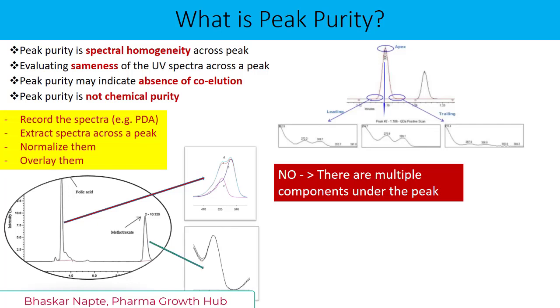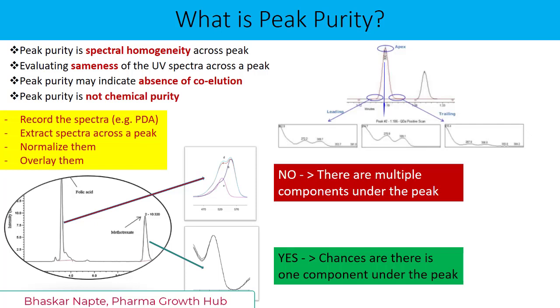Let us look at the second peak. What do you think about the second peak? Is it homogeneous or not homogeneous? It looks to be very homogeneous, and that indicates that the chances are there is no component other than methotrexate, right? So that is the only component likely to be present in the second peak because the peak is homogeneous. So with the help of the spectra across the peak, we can determine whether there is a possibility of co-elution or no possibility of co-elution.